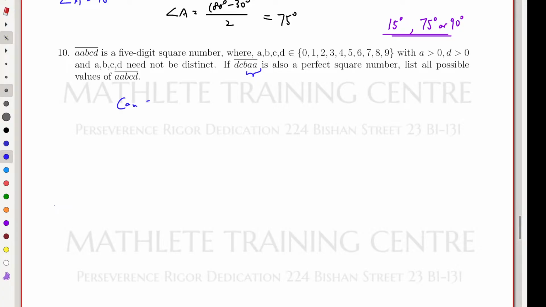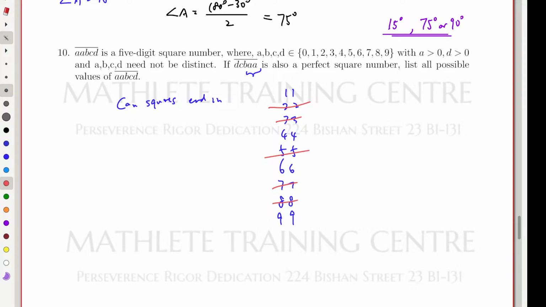So the question is, can square numbers end in 1, 1, 2, 2, 3, 3, 4, 4, 5, 5, 6, 6, 7, 7, 8, 8, or 9, 9? But we already know that A cannot be 0, so we don't have to consider that. Firstly, square numbers cannot end in 2, 3, 7, and 8. So immediately these are not possible. What else can we remove? We can remove 55. Because if it's divisible by 5, it's also divisible by 25. So it's either going to be ending in 25 or 75. This is gone.